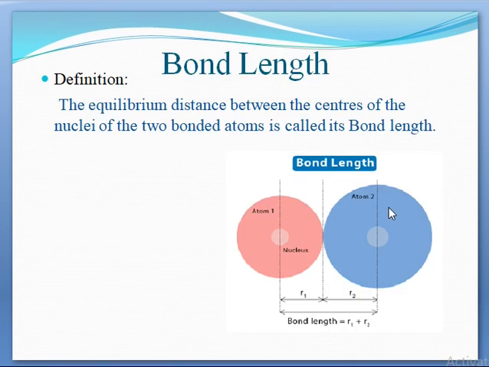The definition of bond length is the equilibrium distance between the centers of the nuclei of the two bonded atoms. See here two atoms. The distance between the two nuclei is called bond length. Here atom 1 nucleus, atom 2 nucleus. Here the distance is called bond length. Okay, R1, R2. R1 plus R2 is equal to the bond length.